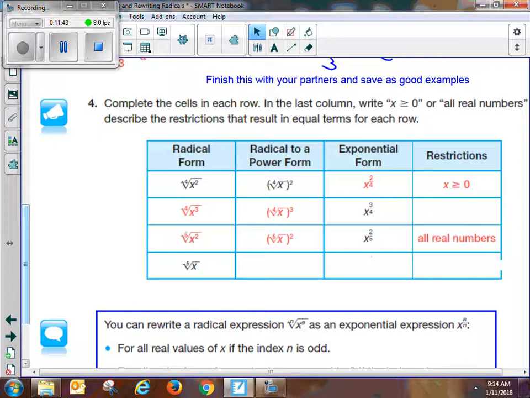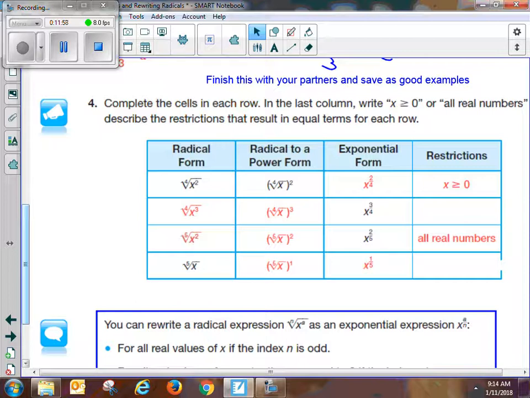Somebody else brave. This is the 5th root of x. What are you thinking? 5th root of x. We want to write it as a fraction power. You've got it. It is x to the 1/5.